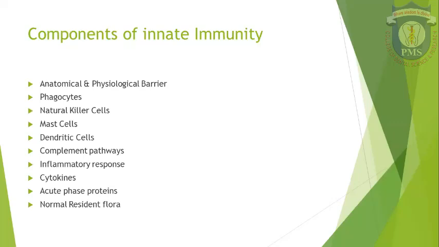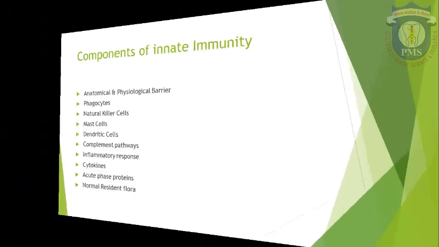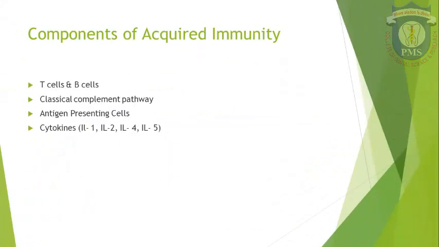The components of innate immunity are anatomical and physiological barrier, phagocytes, natural killer cells, mast cells, dendritic cells, complement pathways, inflammatory response, cytokines, acute phase proteins, and normal resident flora that we will discuss later. Next are the components of acquired immunity. Components of acquired immunity involve T cells and B cells, classical complement pathway, antigen presenting cells, cytokines which include interleukin 1, 2, 4 and 5.